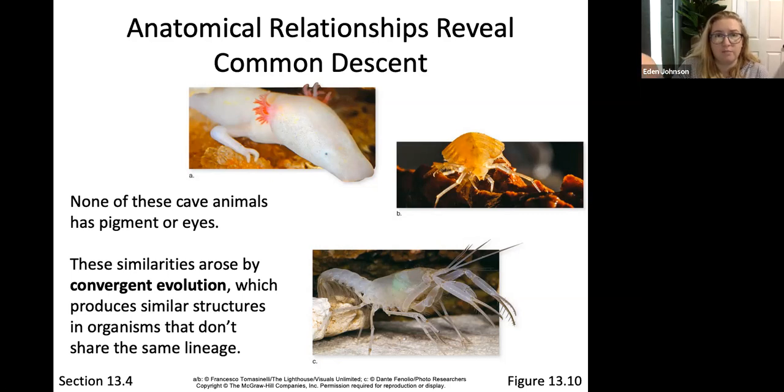How about pigment? Pigment can be used to warn predators, it can be to attract mates and things like that, but only if another organism is able to see you. If they're not, does pigment matter? No, it doesn't. So these similarities that all of these organisms have arose via convergent evolution, which produces similar structures in organisms that do not have the same lineage. So with convergent evolution, you start at different lineages and you converge on the same traits.